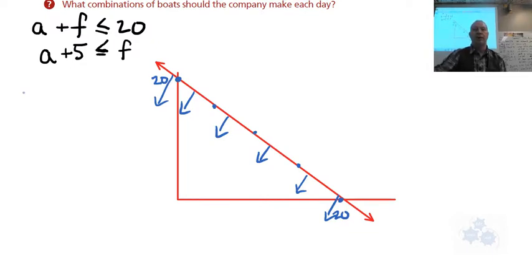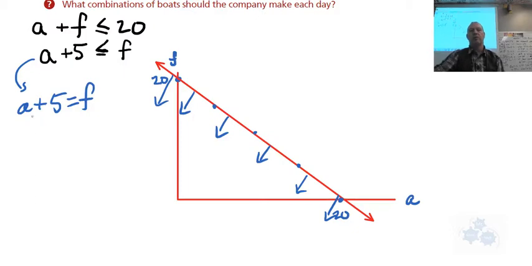Okay, second one. A plus 5 equals F. I guess we should state which one is A and which one is F. Let's do A over here, F over here, guys, on the A and the F axis, with aluminum down here. So this is y equals x plus 5, really. That's what this is.